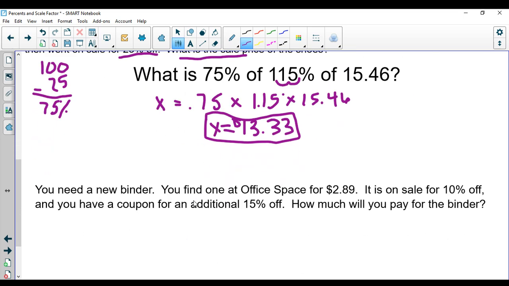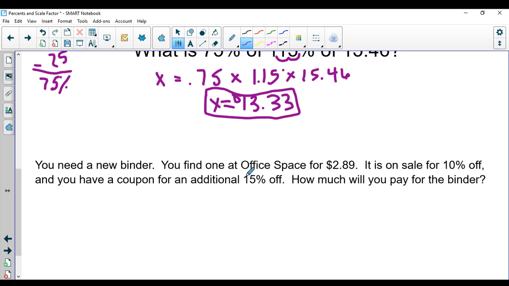All right, one more. You need a new binder. You find one at Office Space for $2.89. It is on sale for 10% off, and you have a coupon for an additional 15%. How much are you going to pay? So this is one of the areas where I see people wanting to combine the percents because it's multiple discounts. But doing that is not the same as taking 15% of the 10% of the original cost.